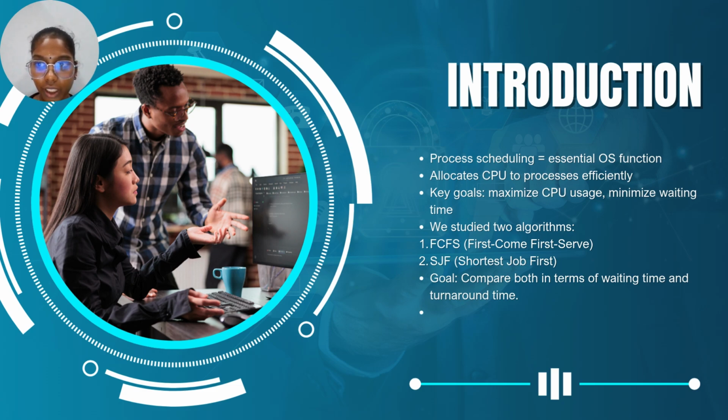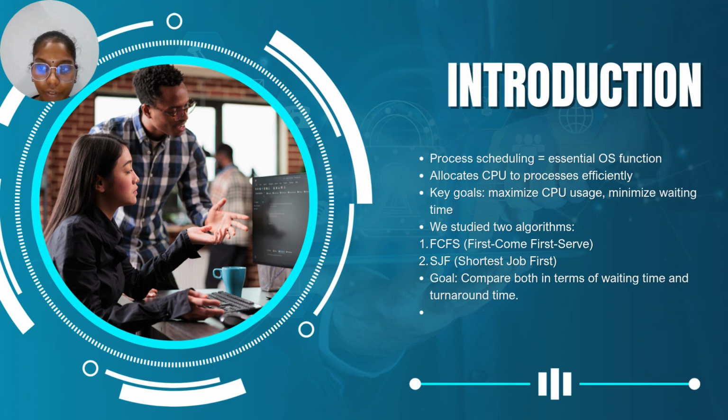Process scheduling is a key function of any operating system. It's responsible for deciding how the CPU is shared between multiple tasks. The main goal is to use the CPU efficiently and reduce waiting time for processes.